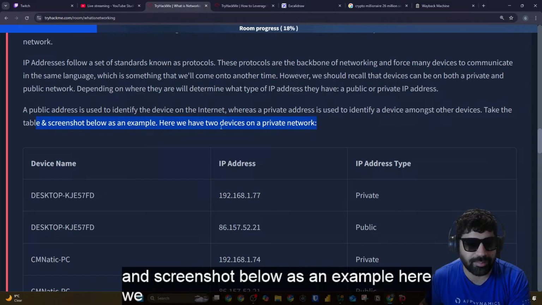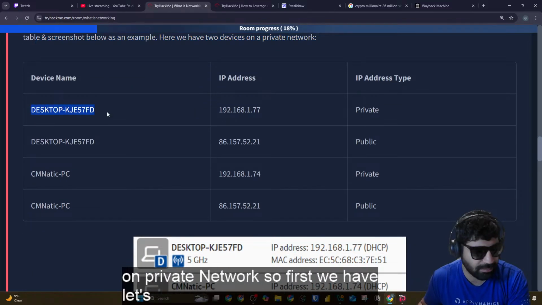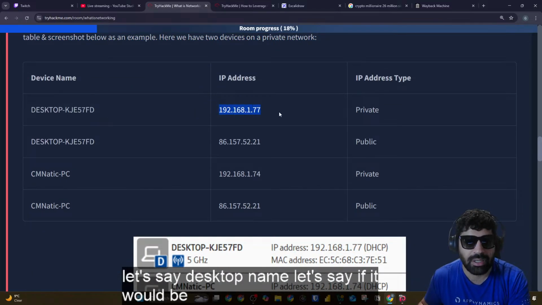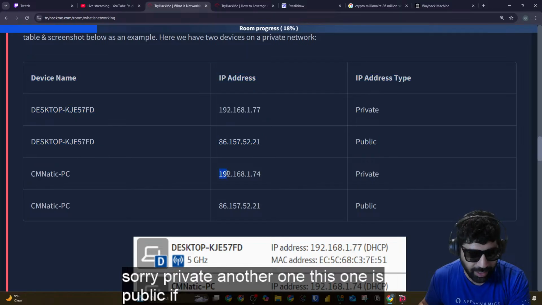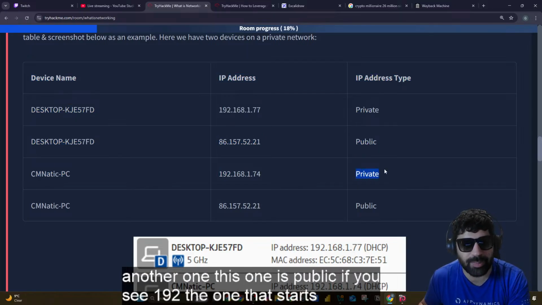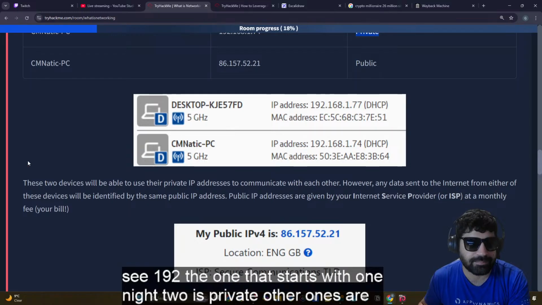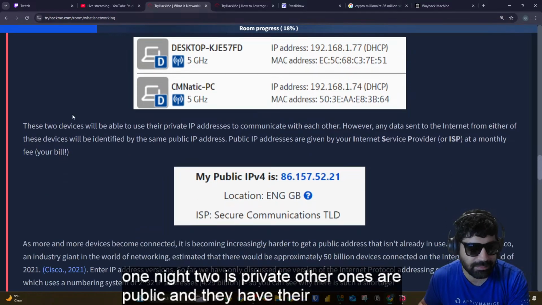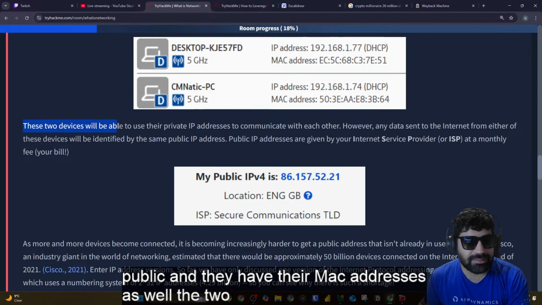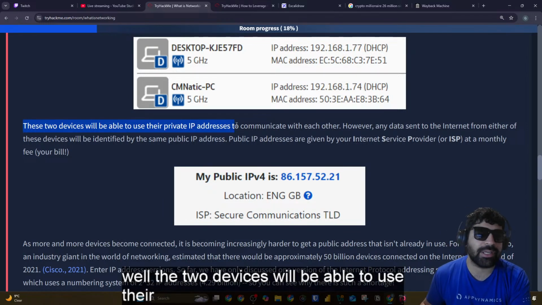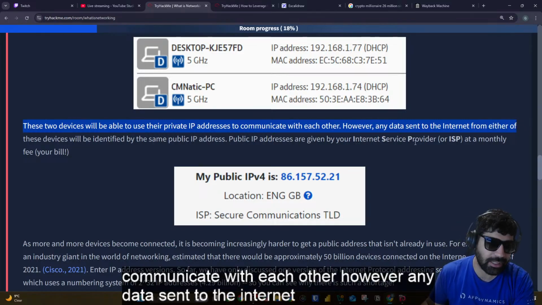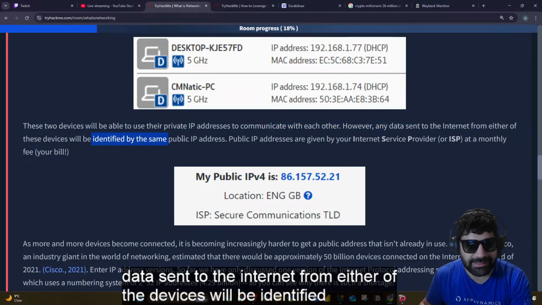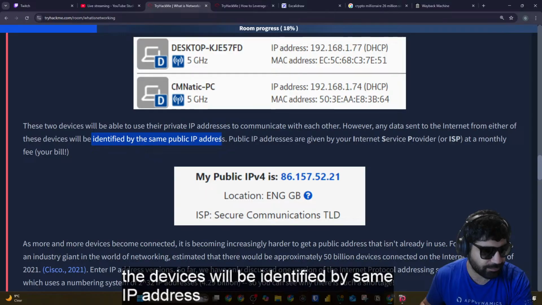Here we have two devices on a private network. First we have, let's say, a desktop name, let's say it would be yours. IP address, private. Another one, this one is public. The one which starts with 192 is private. The other ones are public. And they have their MAC addresses as well. The two devices will be able to use their private IP addresses to communicate with each other. However, any data sent to the internet from either of the devices will be identified by the same IP address.